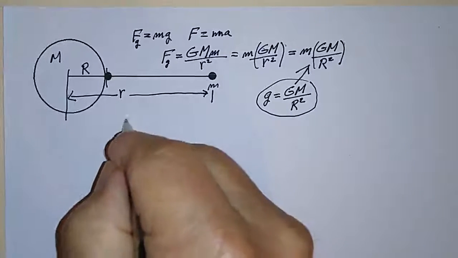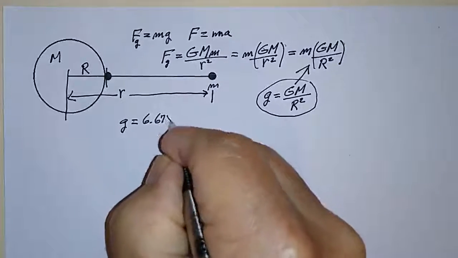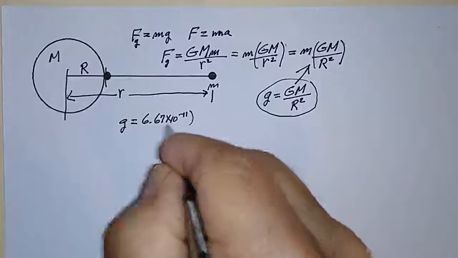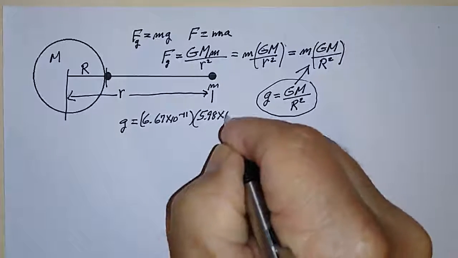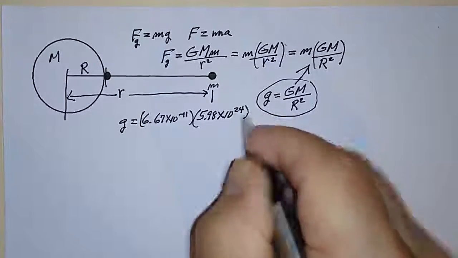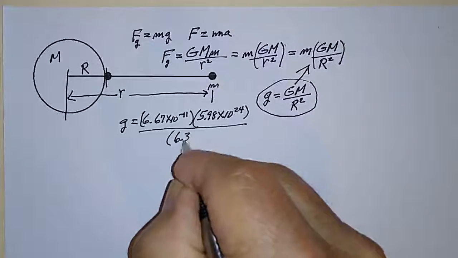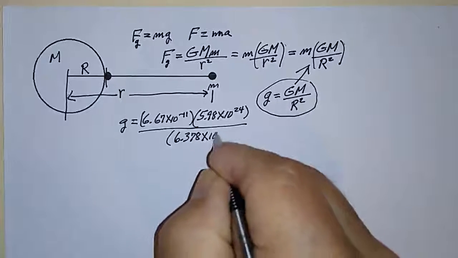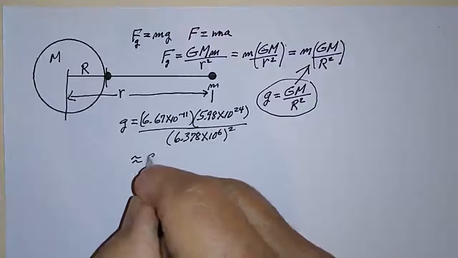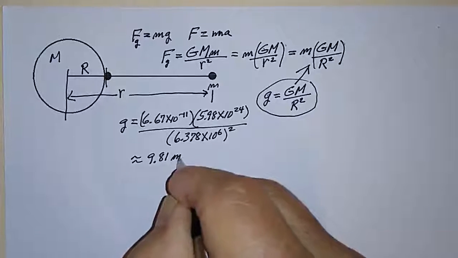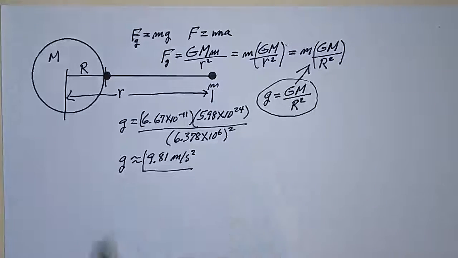And if you plug in the numbers, little g is equal to, I'm going to use SI units here, 6.67 times 10 to the minus 11, that's the universal gravitational constant, times the mass of the Earth, which is 5.98 times 10 to the 24th kilograms approximately, and divide that by the radius of the Earth, which is approximately 6.378 times 10 to the 6th meters, square that, and that works out to be about 9.81 meters per second squared. And that's what little g is at the surface of the Earth.